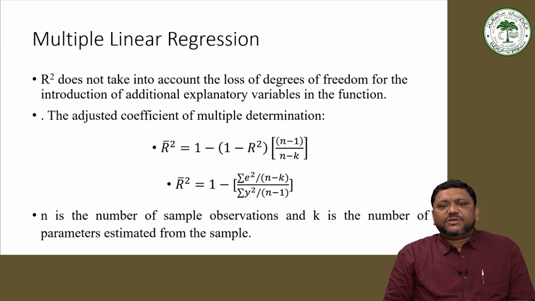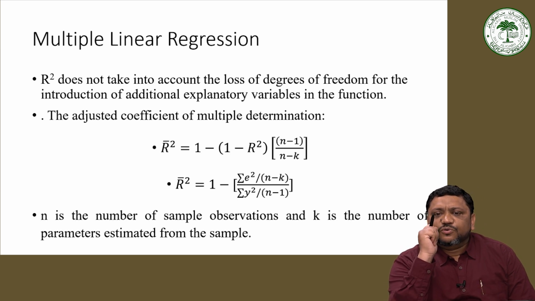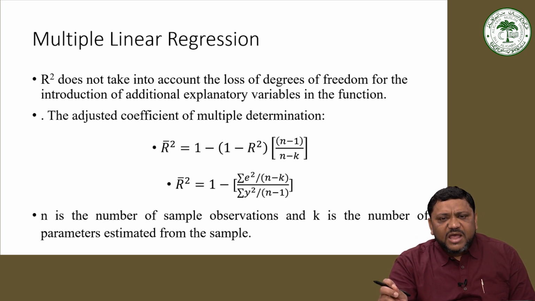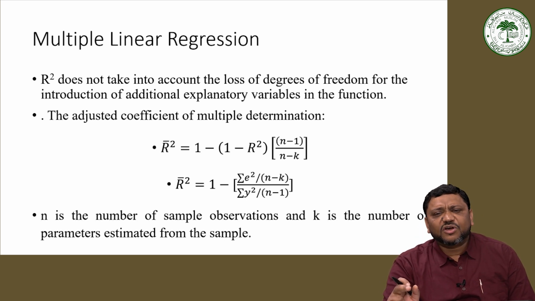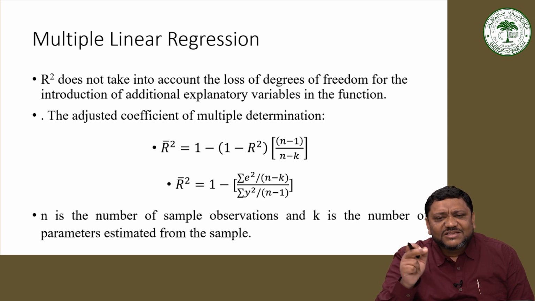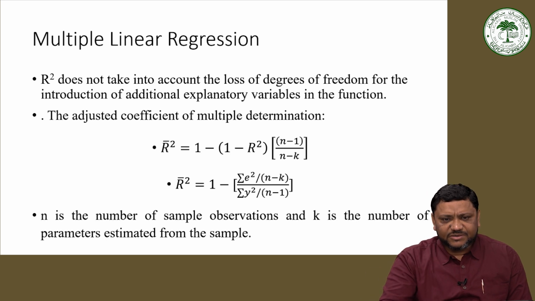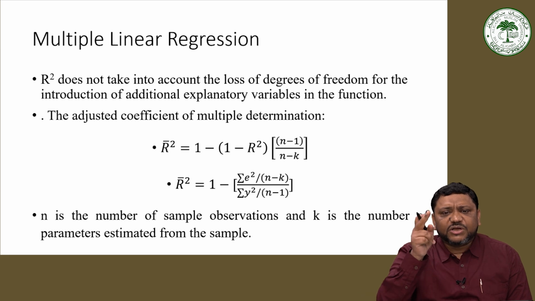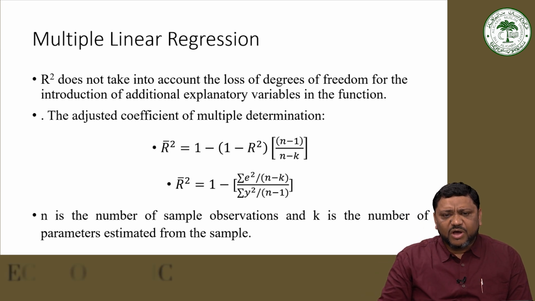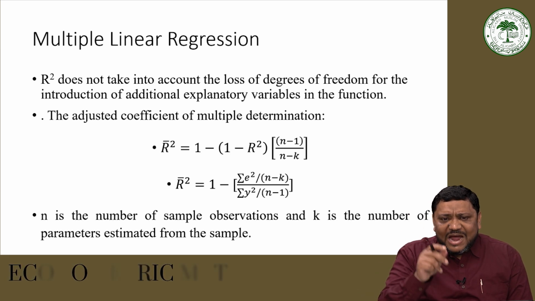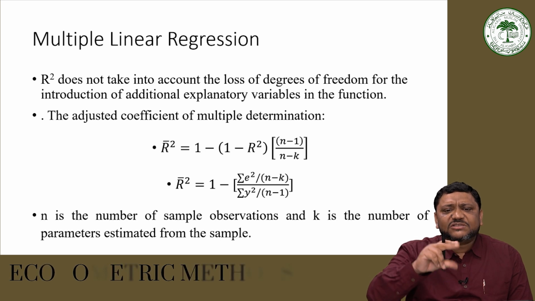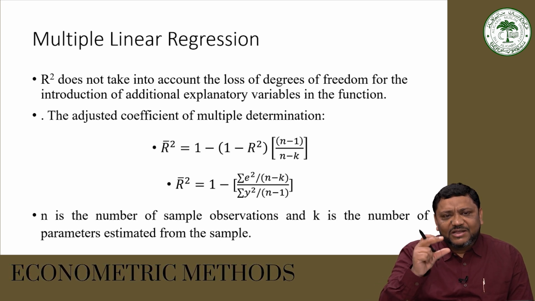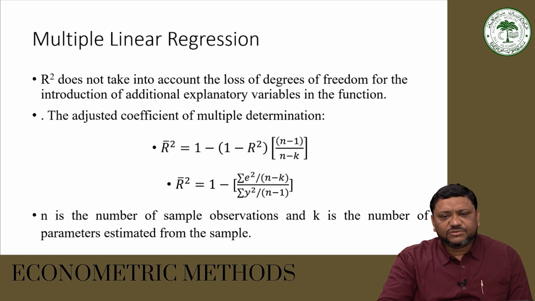Sorry, I again repeat. It is important to note that including additional explanatory variables in the function never diminishes the coefficient of multiple determination. Instead, it typically increases it. See, R square is equal to summation y hat square divided by summation y square. By adding a new regressor, we enhance the numerator of the R squared expression, while the denominator remains constant.